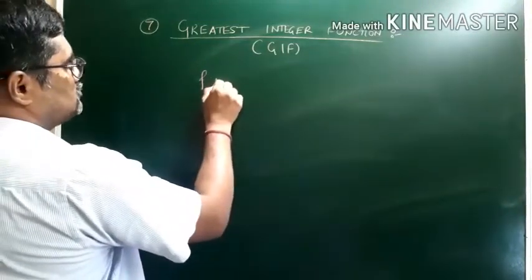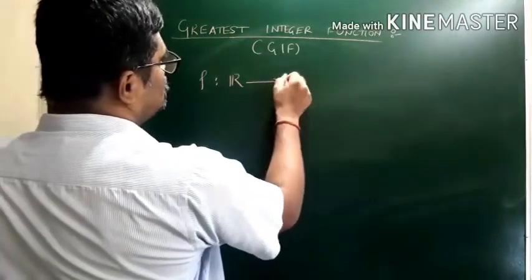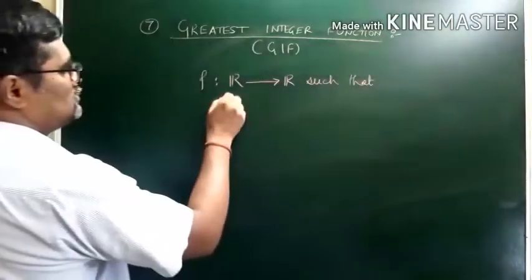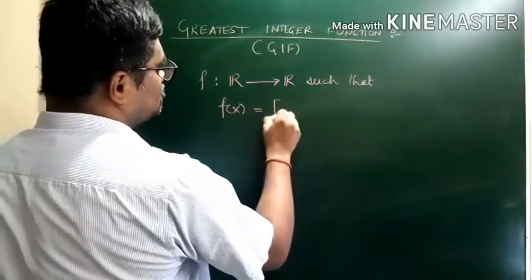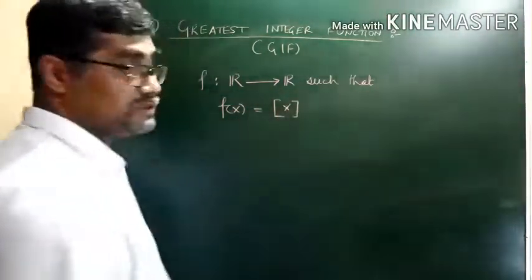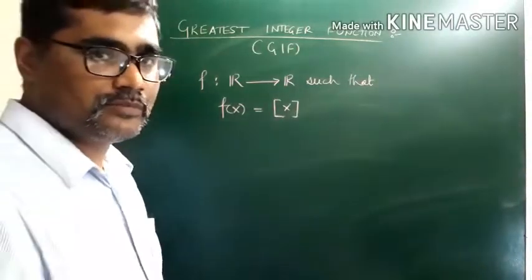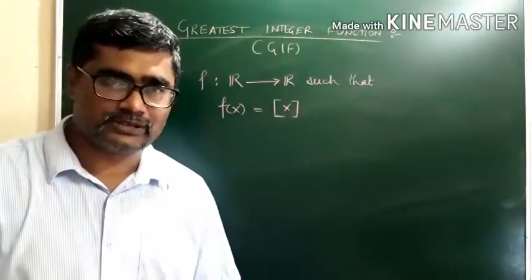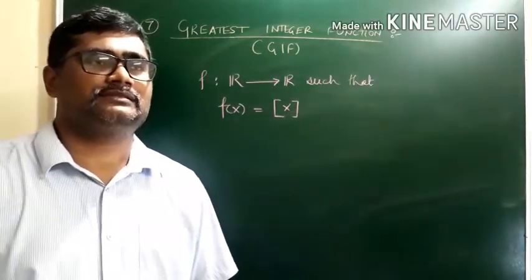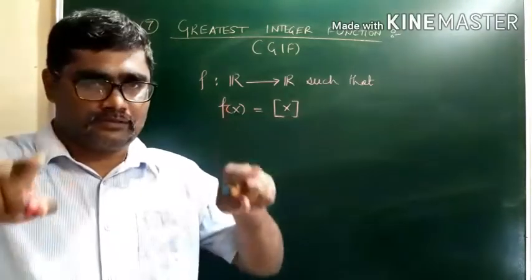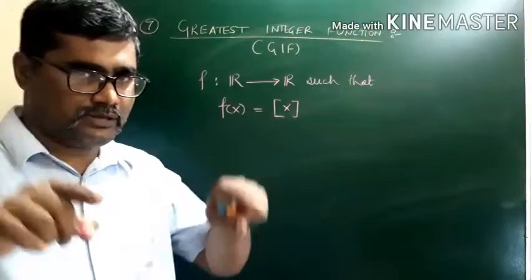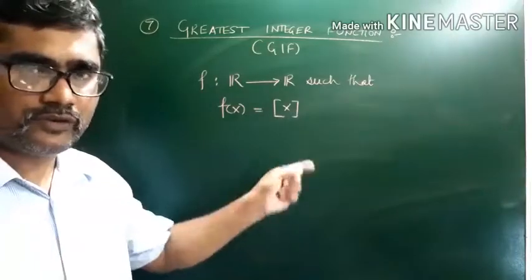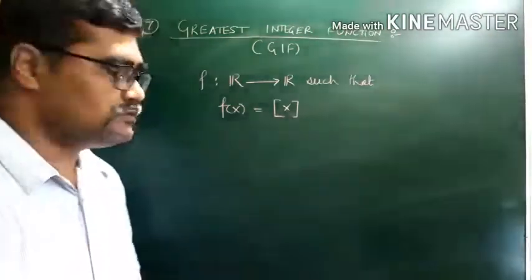A function f from R to R such that f(x) is equal to, remember, the third bracket x. Sometimes we use another notation, a bracket with a tilt where the upper part is not there, because we call it the floor function also. Why floor function? I'll explain to you.